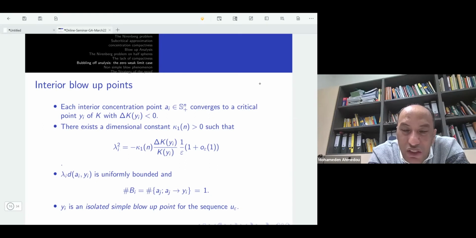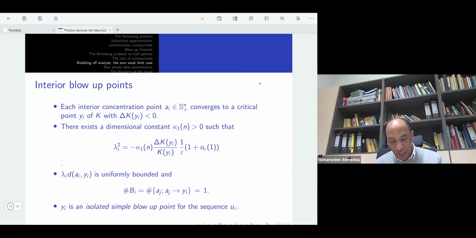blow-up point, there is only one sequence converging there. So it is really isolated simple. So here you get the same situation as what you get for the closed case. So this is the situation.